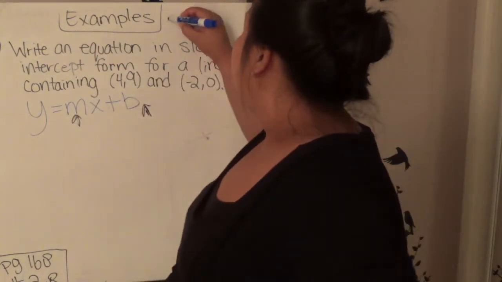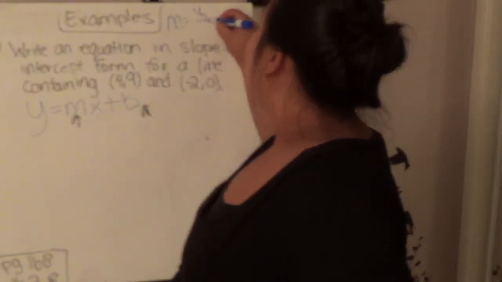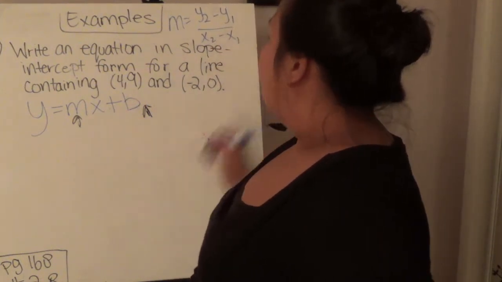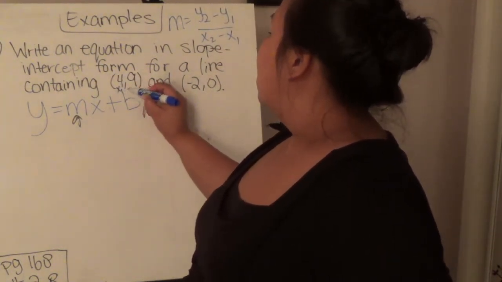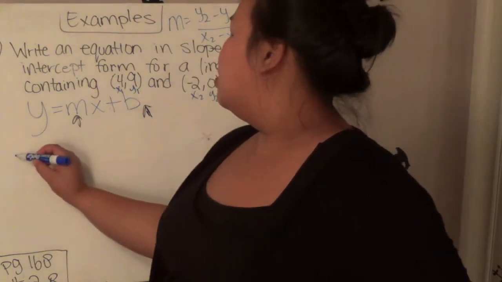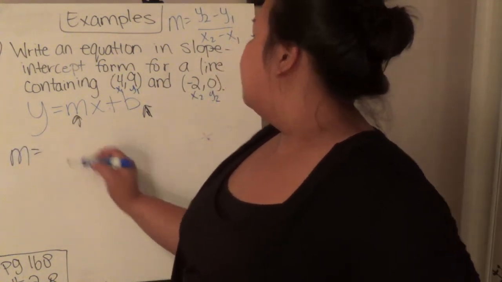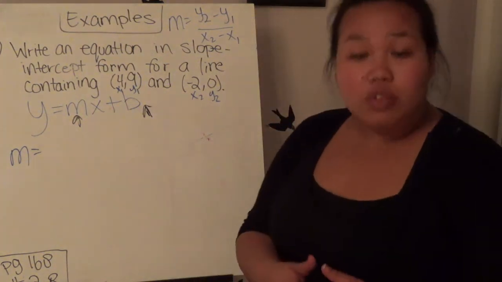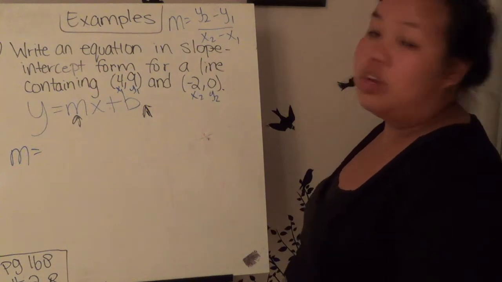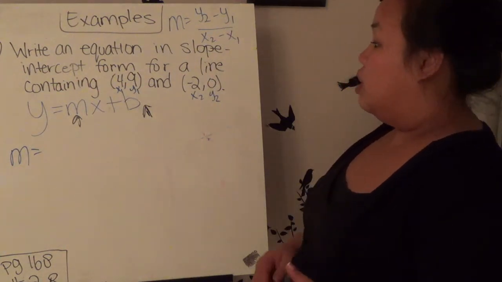Remember, the equation of a slope, m, is y2 minus y1 over x2 minus x1. So let's label this x1, y1, and x2, y2. Our first step is to find slope. Sometimes they'll make it easier and they'll give you slope, but in this case we're going to find the slope.